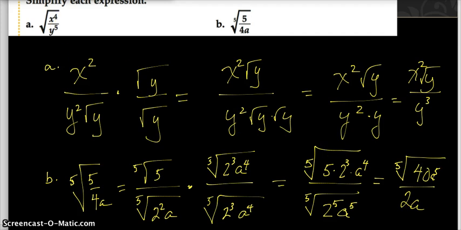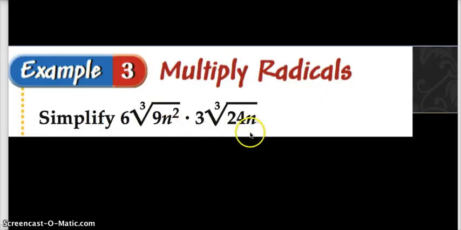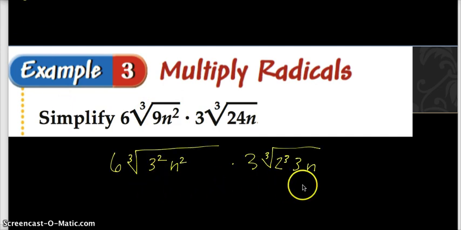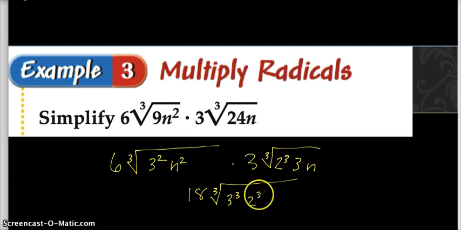this will be our final answer. Here in example 3, it really does make sense again to prime factorize, so I can rewrite the problem like this. Now I'm going to multiply what's underneath the radical with what's underneath the radical, and then the whole number with the whole number. So 6 times 3 is going to give me 18. Then I'm going to get the third root of all the other stuff. 3 to the second times another 3 is 3 to the third. 2 to the third is going to come right here, and n to the second times n is n to the third.